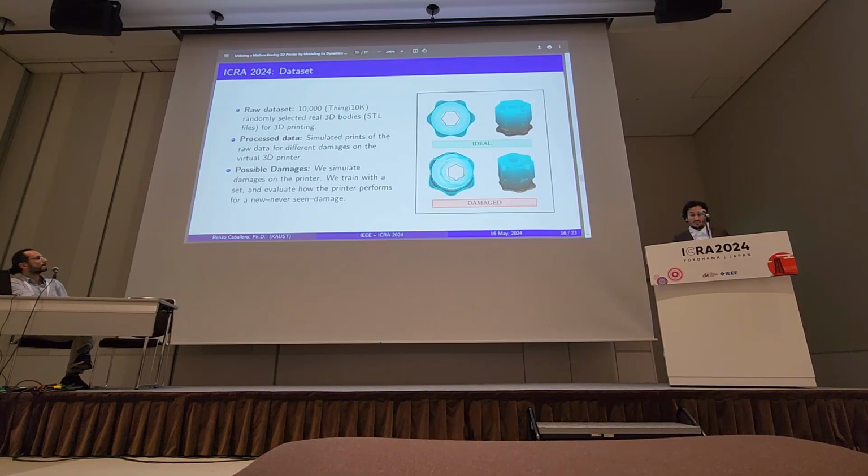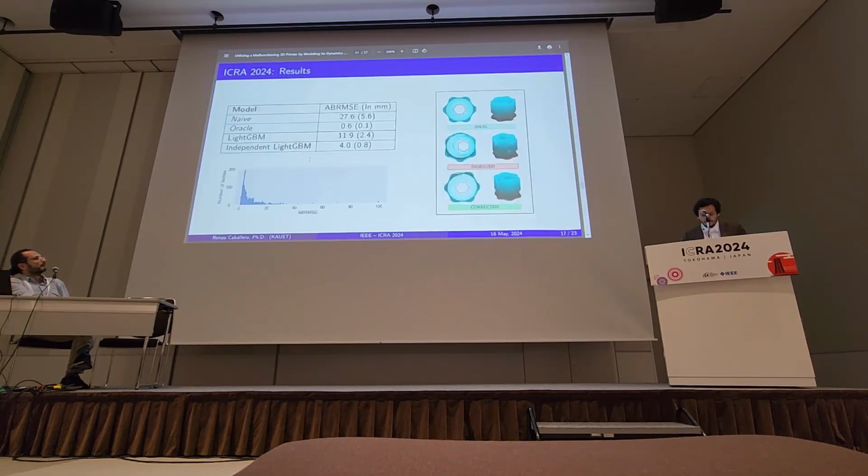Our data set is an open source data set from Thingi10K. Here we can see, for example, a simulated ideal print and a damaged one. So this is a non-ideal one, this is an ideal one. So we use LibGPT and independent LibGPT. Here we can see some results. This is the ideal print, this is the damaged print. This is the corrected one.